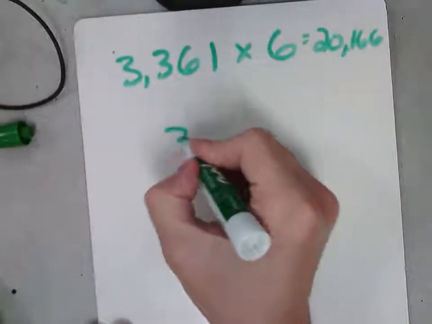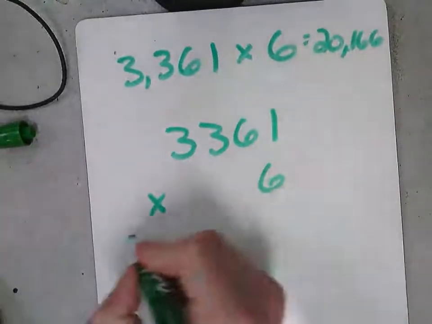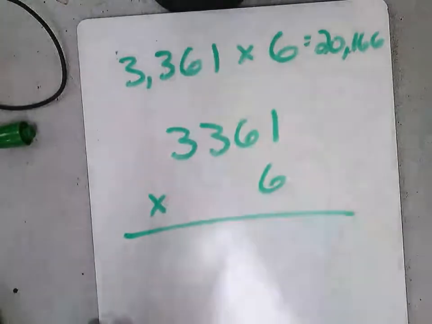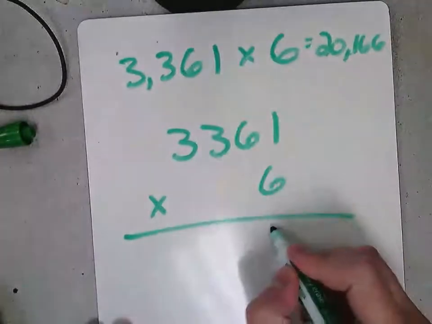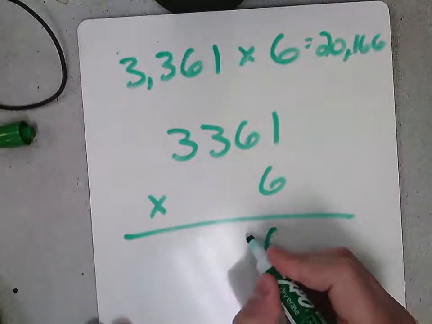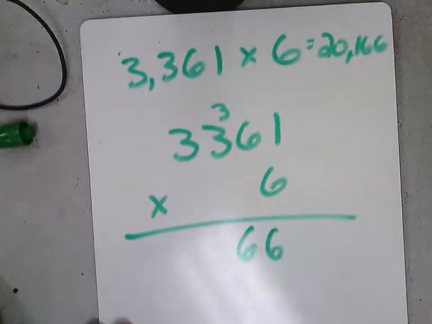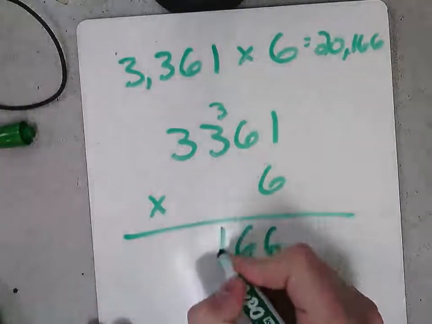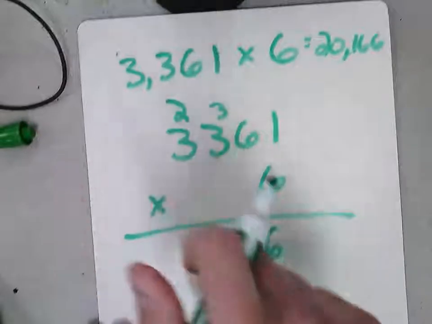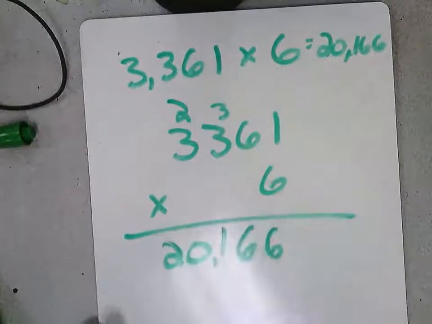So if we did 3,361 times 6, making sure we line it up correctly, because again, when we get that number on the bottom of the tens place, it's really important that you get everything lined up correctly, okay? 6 times 1 is 6. 6 times 6, 36. Put my 6 in the tens place, my 3 over that 3 in the hundreds place. 6 times 3 is 18, plus 3, 21, and there's my 2 and my 1. 6 times 3 is 18, plus 2, 20.